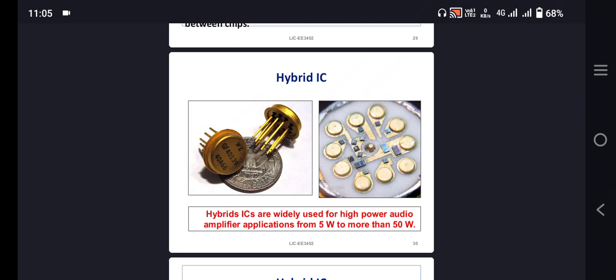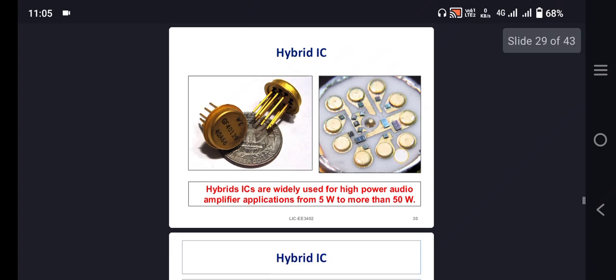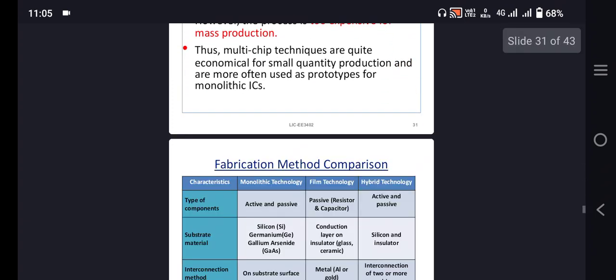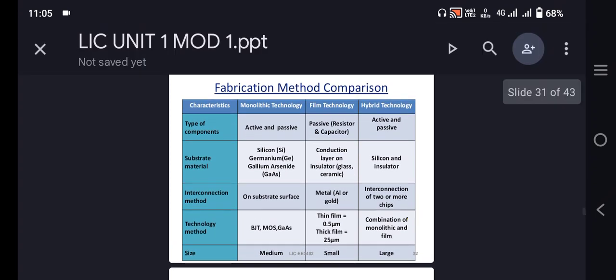Hybrid ICs are normally used for high power audio amplifier applications with a power range of 5 watts to 50 watts. The significance of hybrid ICs is that they provide better performance than monolithic ICs, but are very expensive because of mass production. The comparison of monolithic technology, film technology and hybrid technology with different characteristics is represented here. The characteristics used for the comparison are type of components, substrate material used, interconnection method, technology method as well as size.